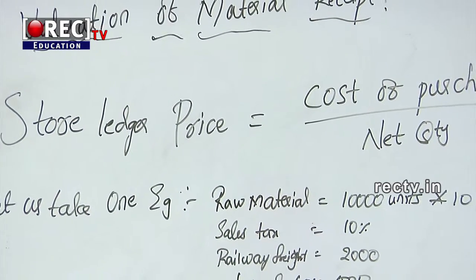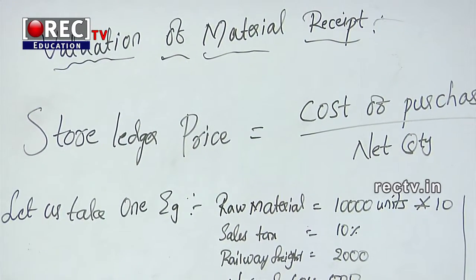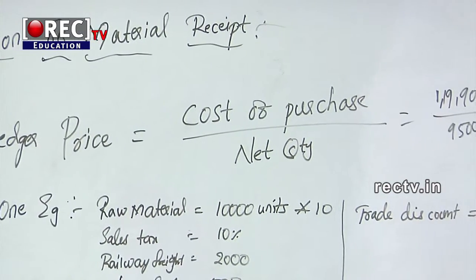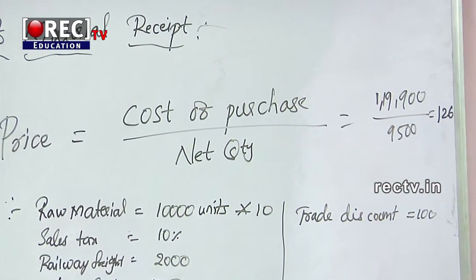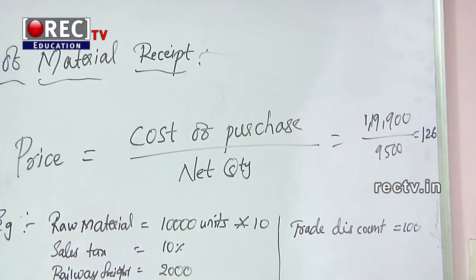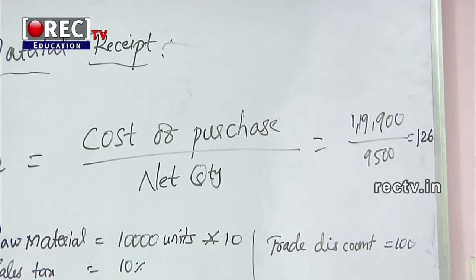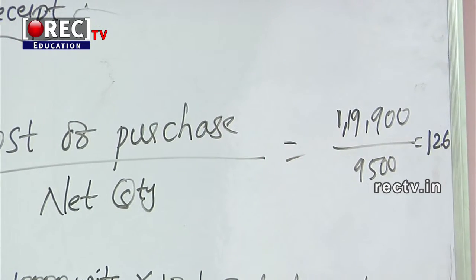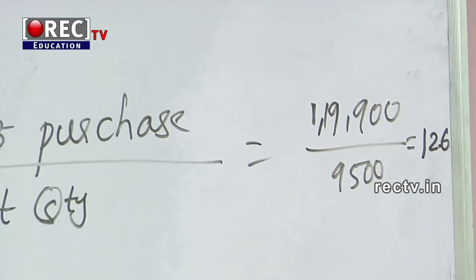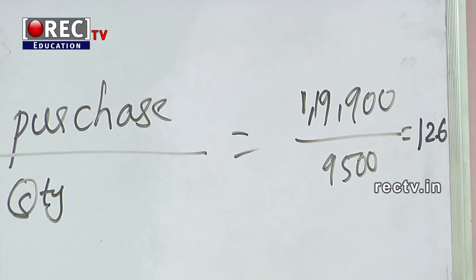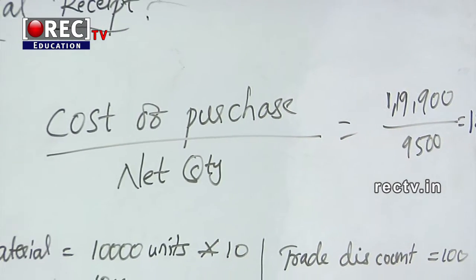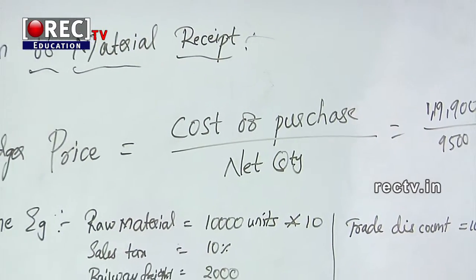Now step 3 is very easy. Divide step 1 by step 2, cost of purchase by net quantity. Here the cost of purchase we already calculated in step 1, 1,19,900, and net quantity we calculated in step 2, that is 9,500. So that is 12.6. At this rate, the material whatever we are receiving and whatever we are issuing to the demanding department is to be entered into the stores ledger.